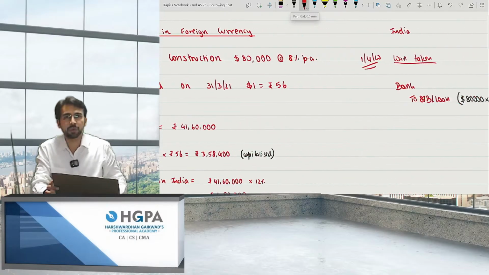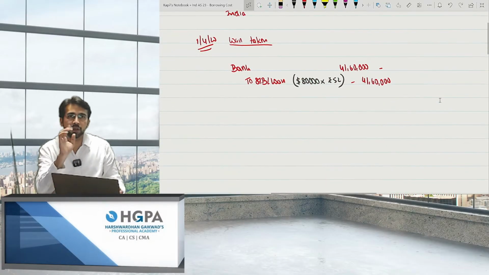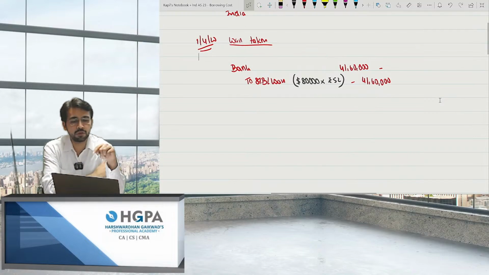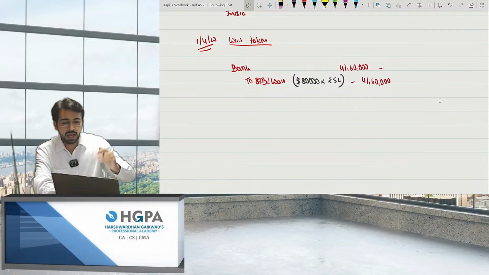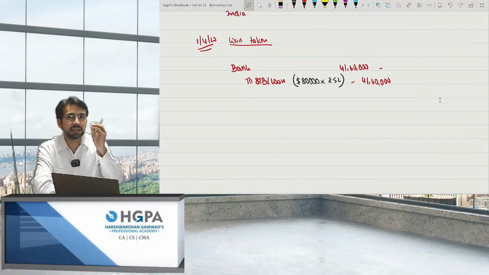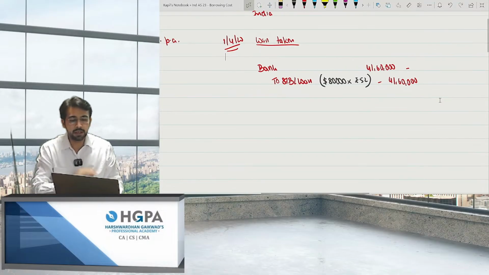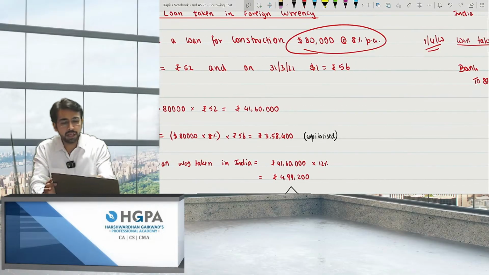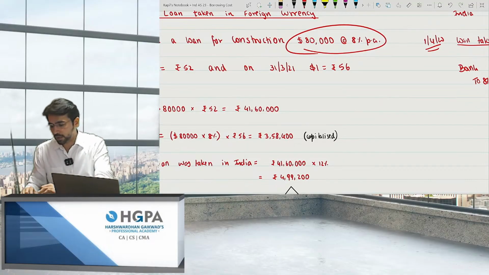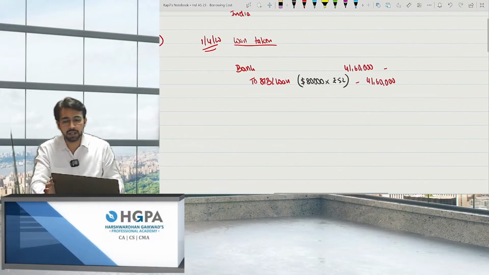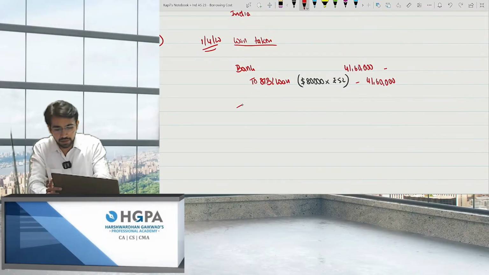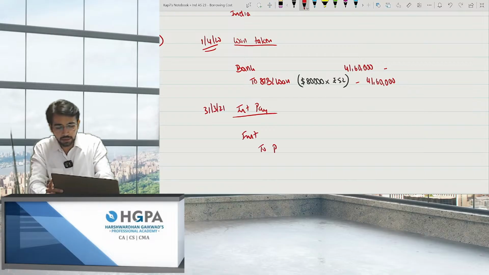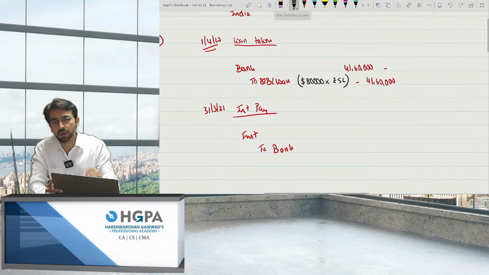1/4/20. Okay. At the end of the year, you have to pay interest. Obviously, you will not pay interest on 41,60,000 because I haven't taken 41,60,000 from them. I have taken $80,000. I have to pay interest on that, right? So what is the amount of interest you will be paying? Obviously, $80,000 into 8%. So it is $6,400. If I ask you, what is the interest payment entry? Obviously, you will pay at the end of the year. So it is interest account debit to bank, right? So what is the amount of interest you will be paying?